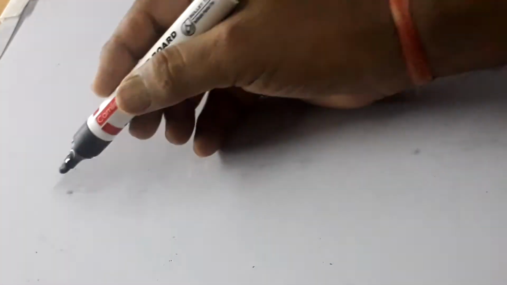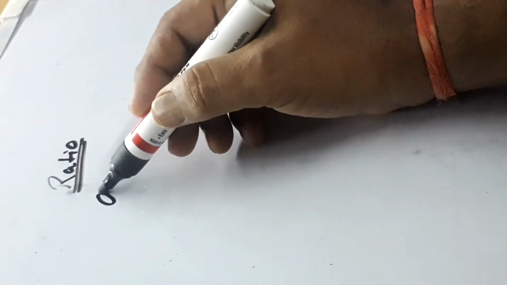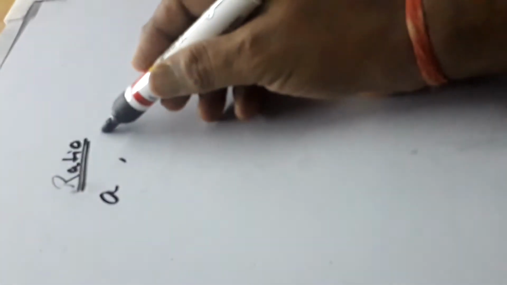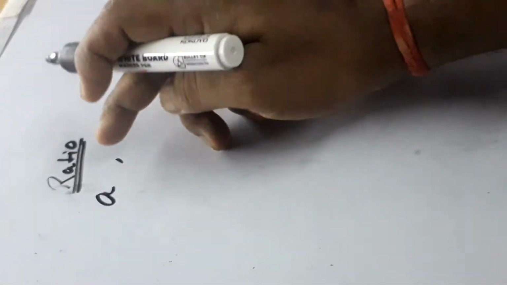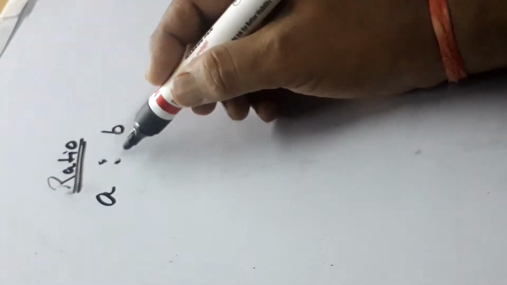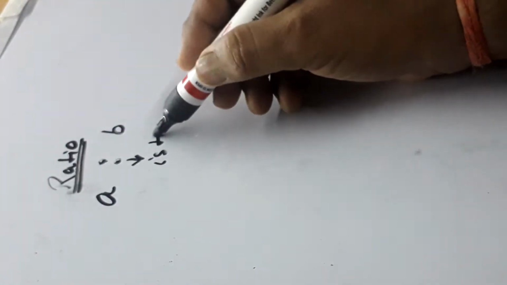We are going to see ratio today. What is ratio? It is the comparison of two similar quantities by division. Suppose we have two numbers A and B, and we want to find the ratio between A and B, then it will be written as A is to B. This is the sign of ratio, and we read it as "is to".